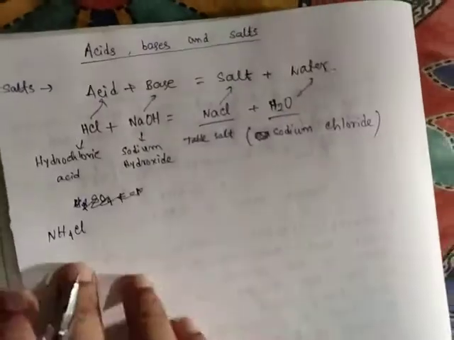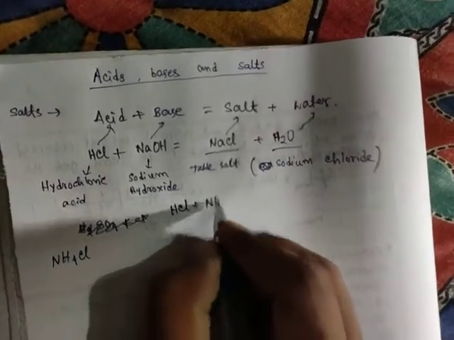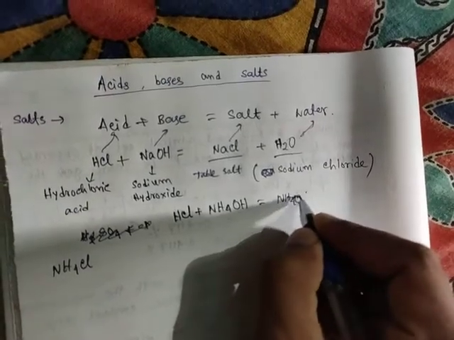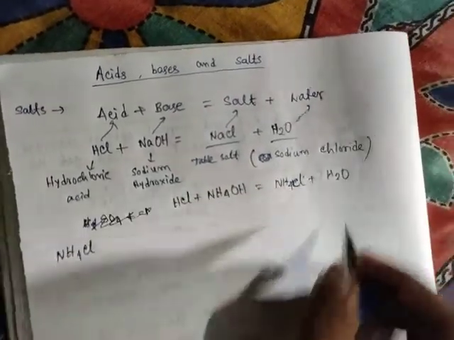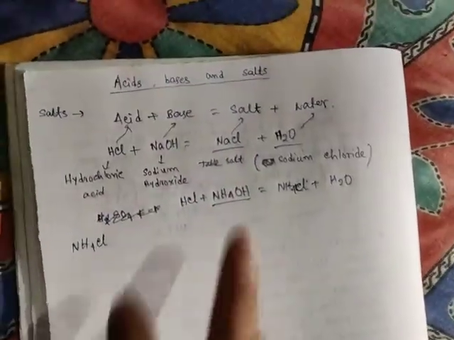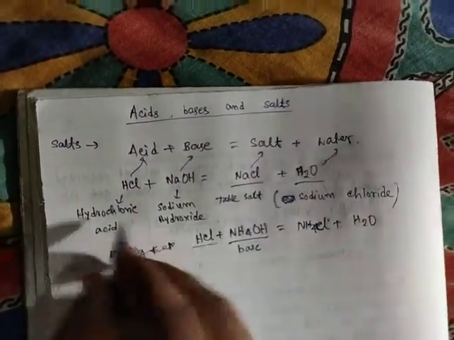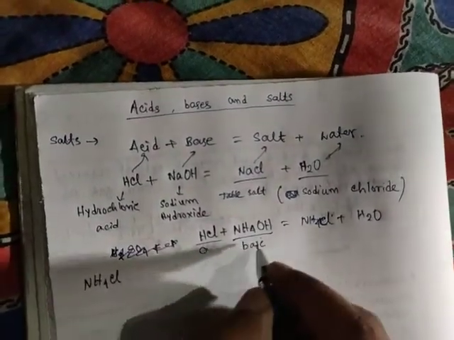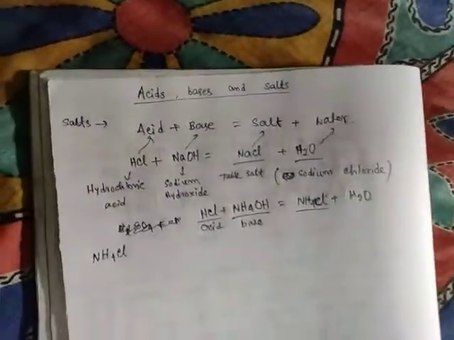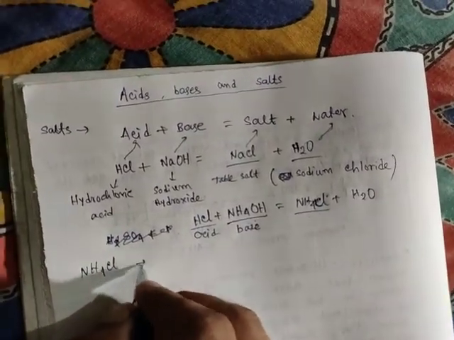And how is ammonium chloride produced? I can show you. Suppose acid HCl plus NH4OH equals NH4Cl plus H2O. This is ammonium hydroxide, I have discussed it in the previous class, and which is a base. And this is hydrochloric acid, this is acid, and this is ammonium chloride, which is salt, and water. So it is used in dry cells.